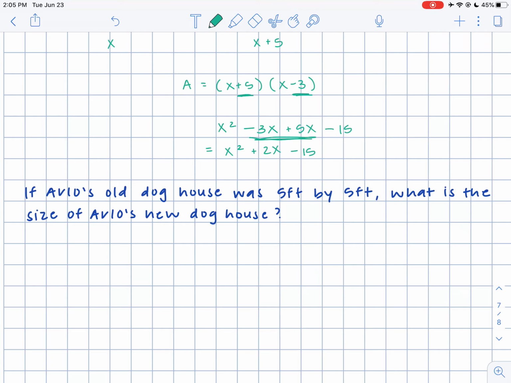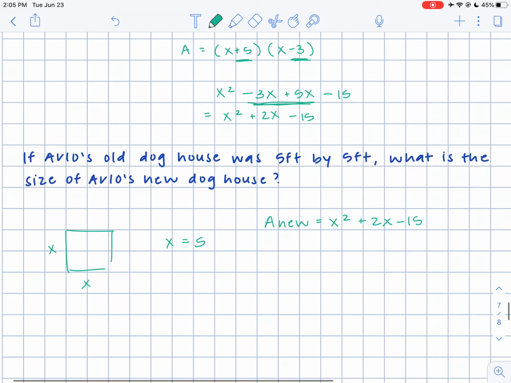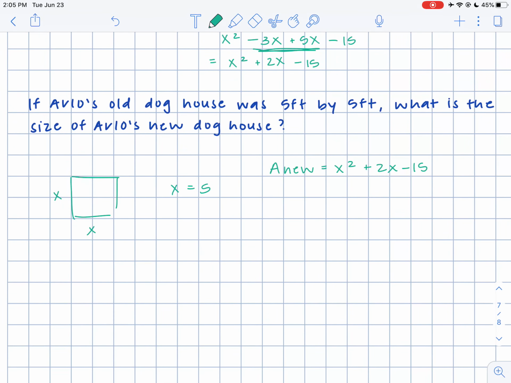So remember, Arlo's doghouse was a square where we represented the length by x and the width by x. And we know that it was 5 feet by 5 feet, which means the length and the width were 5 feet, which means x was 5. And remember, the area of the new doghouse can be represented by this polynomial. And how can we find the area of Arlo's new doghouse?